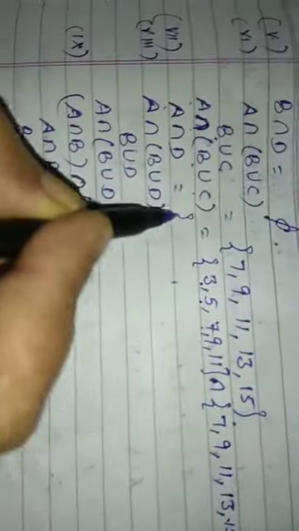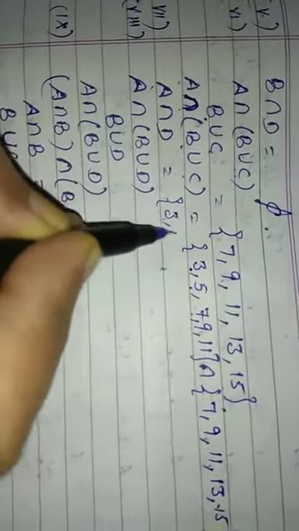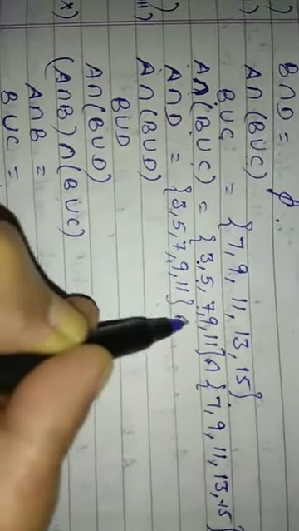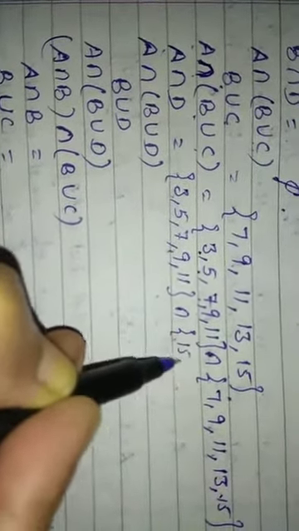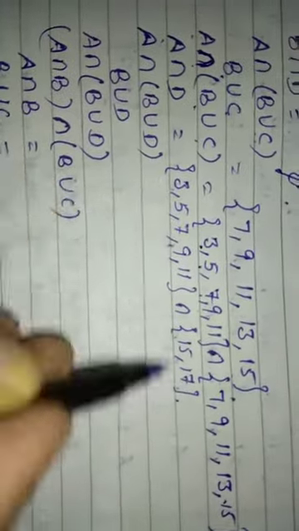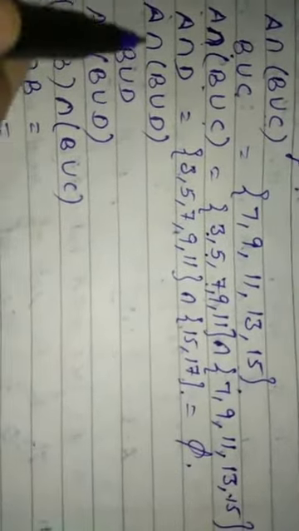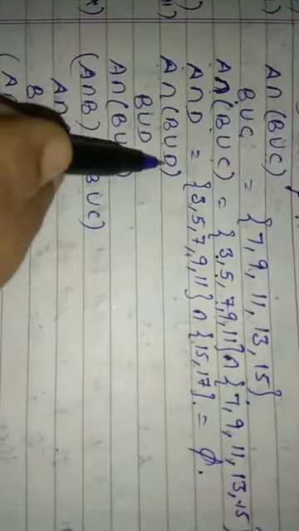Now we will find A intersection D. What is A set? A set has elements 3, 5, 7, 9, 11 and D set has elements 15 and 17. Look at what is common in these. Nothing. So we will take phi. Similarly, we can find A intersection B union D.